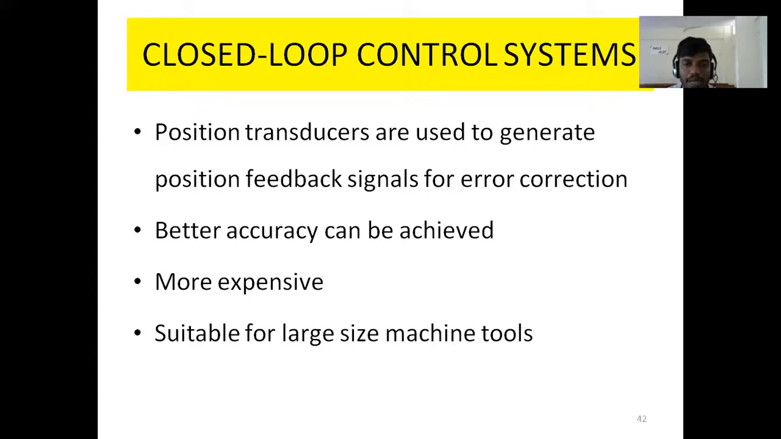Better accuracy can be achieved as compared to open loop. In this closed loop we will get a better accuracy and it is more expensive compared to the open loop. म्हणजे ओपन लूप पेक्षा हे जास्त महाग आहे, because in this we are using some feedback signal sensors, position transducer, okay, and suitable for large size machine tools, and this is suitable for the large industries where we are using a large number of NC machines. That time we can use this system.